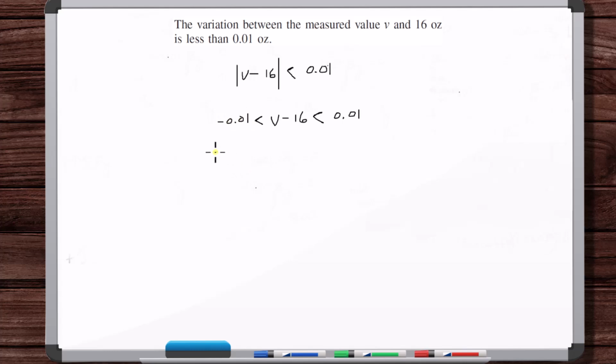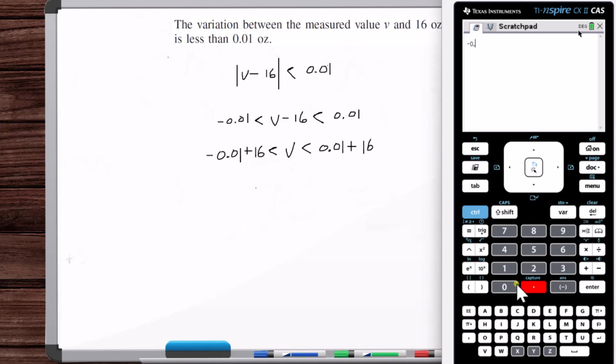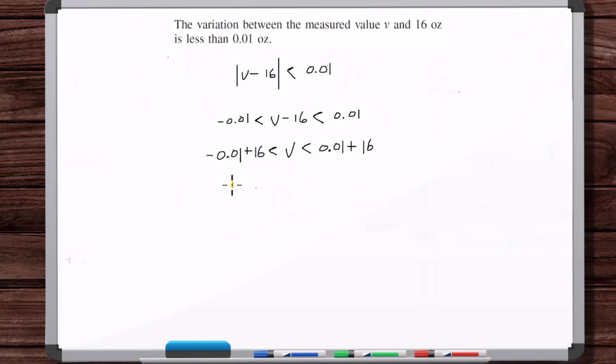We solve this compound inequality here. All right, let's add 16 to all sides. And this would be 16.01, and that's ounces.